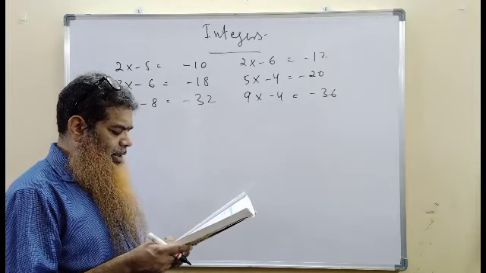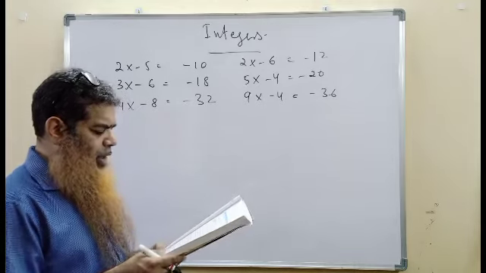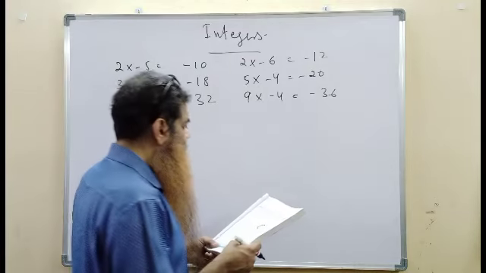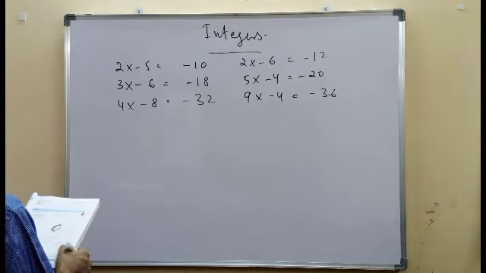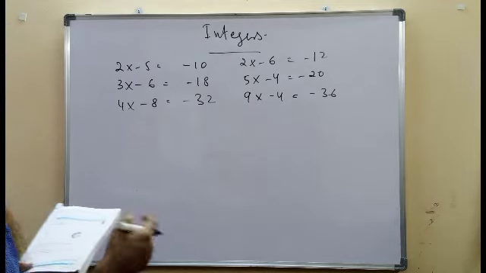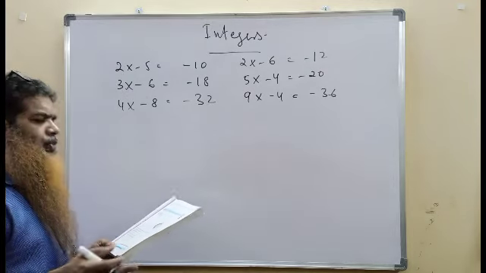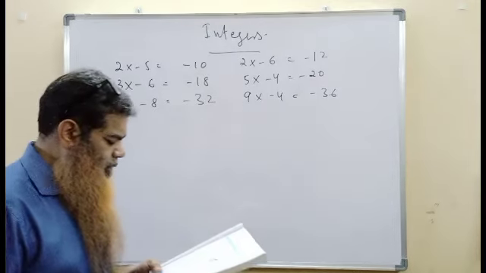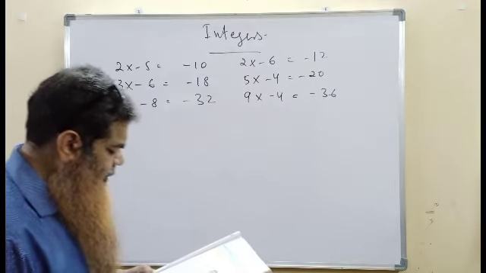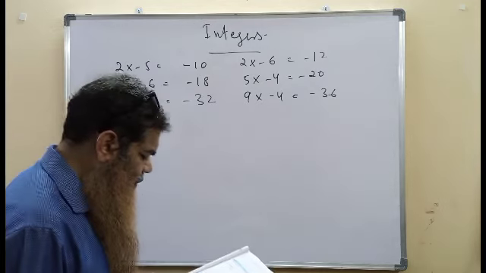Using this pattern, we can say that 4 into minus 5 is equal to minus 4 into 5 is equal to minus 20. 2 into minus 5 is equal to minus 2 into 5 is equal to minus 10. 3 into minus 2 is equal to minus 2 into 3 is equal to minus 6. 8 into minus 4 is equal to minus 4 into 8 is equal to minus 32. 6 into minus 5 is equal to minus 6 into 5 is equal to minus 30.